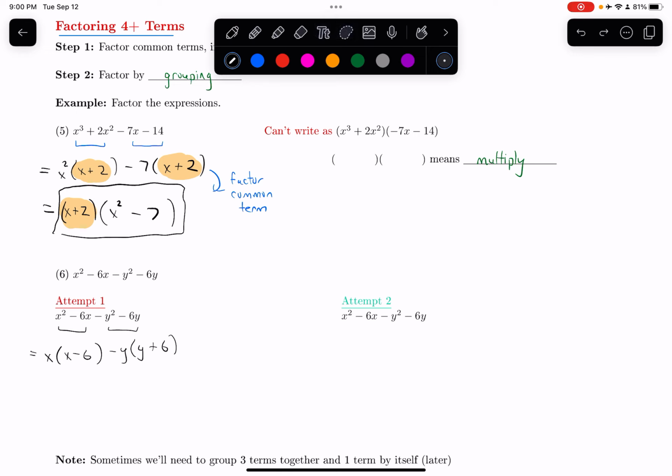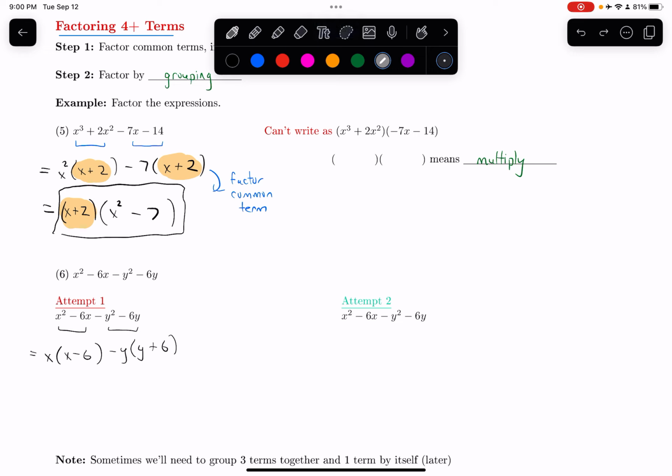Okay, at this point, what I'm going to ask myself is, if I look at this first group and I look at the second group, do they have a common factor like I had in the last problem? Like in the last one, I had these x plus 2's in common. Well, in the first group, the two factors are x and x minus 6. Well, the second group does not have x as one of the factors. It also doesn't have x minus 6 as one of the factors.